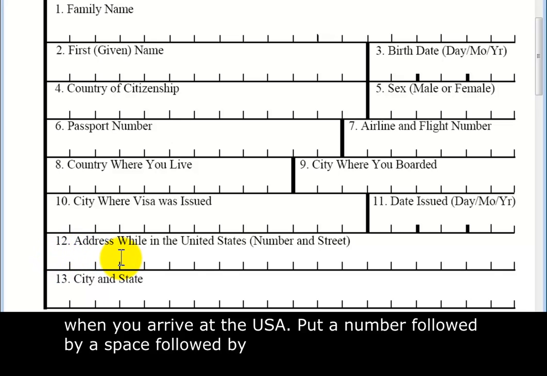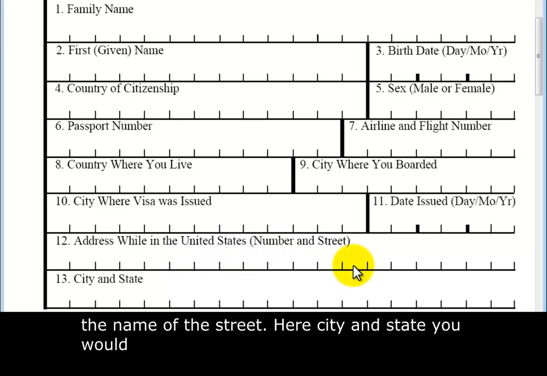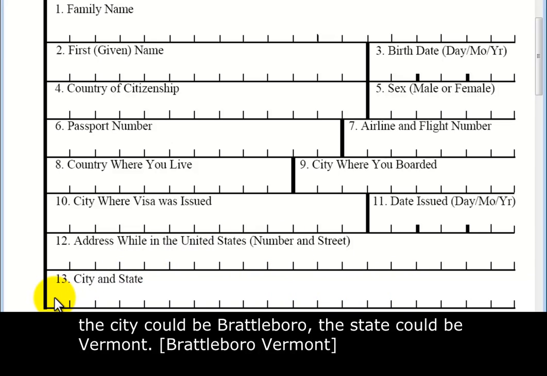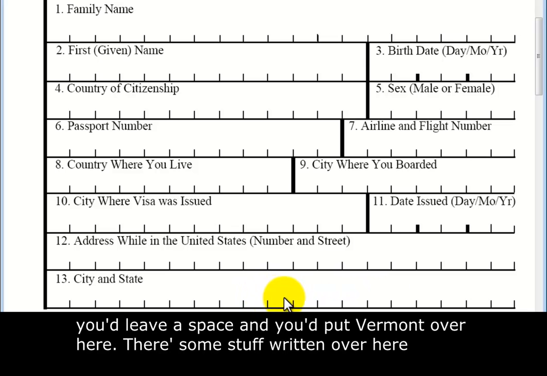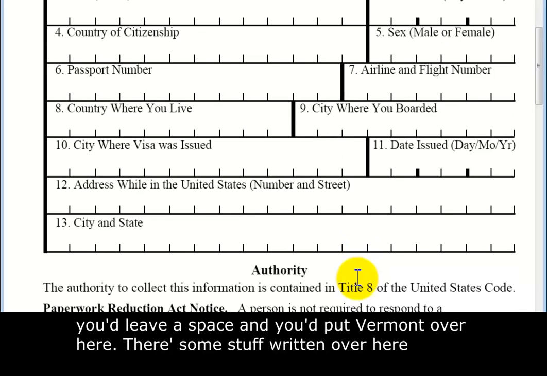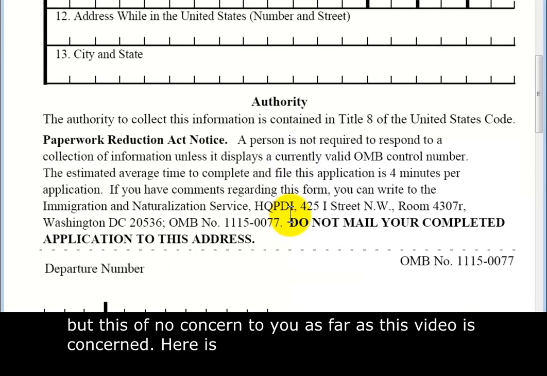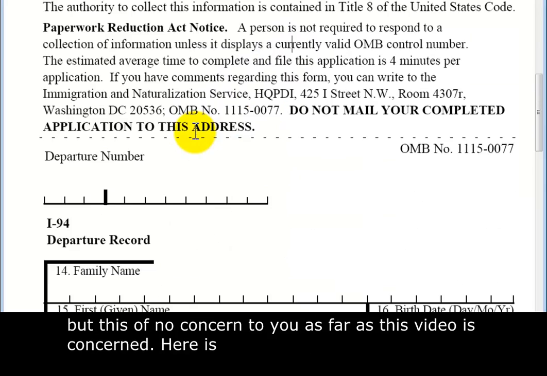And you'll put a number, followed by a space, followed by the name of the street. Here, city and state, you would write the city, you would leave a space, then you would put the state. For example, the city could be Brattleboro, the state could be Vermont, and you would leave a space and you would put Vermont over here. There's some stuff written down here. It's of no concern to you as far as this video is concerned.